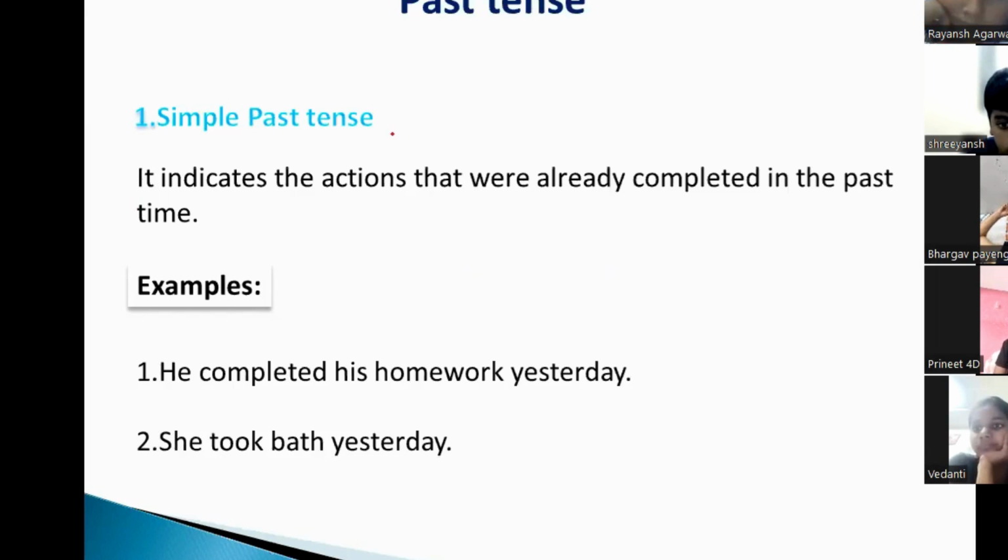Yes, ma'am. Please repeat again. Okay. So basically, present perfect tense is also indicating the actions that were completed, right? And the simple past tense is also representing the actions that were completed. But the difference between both of them is that the present perfect tense indicates the actions that were recently completed in the present time, whereas the simple past tense indicates.